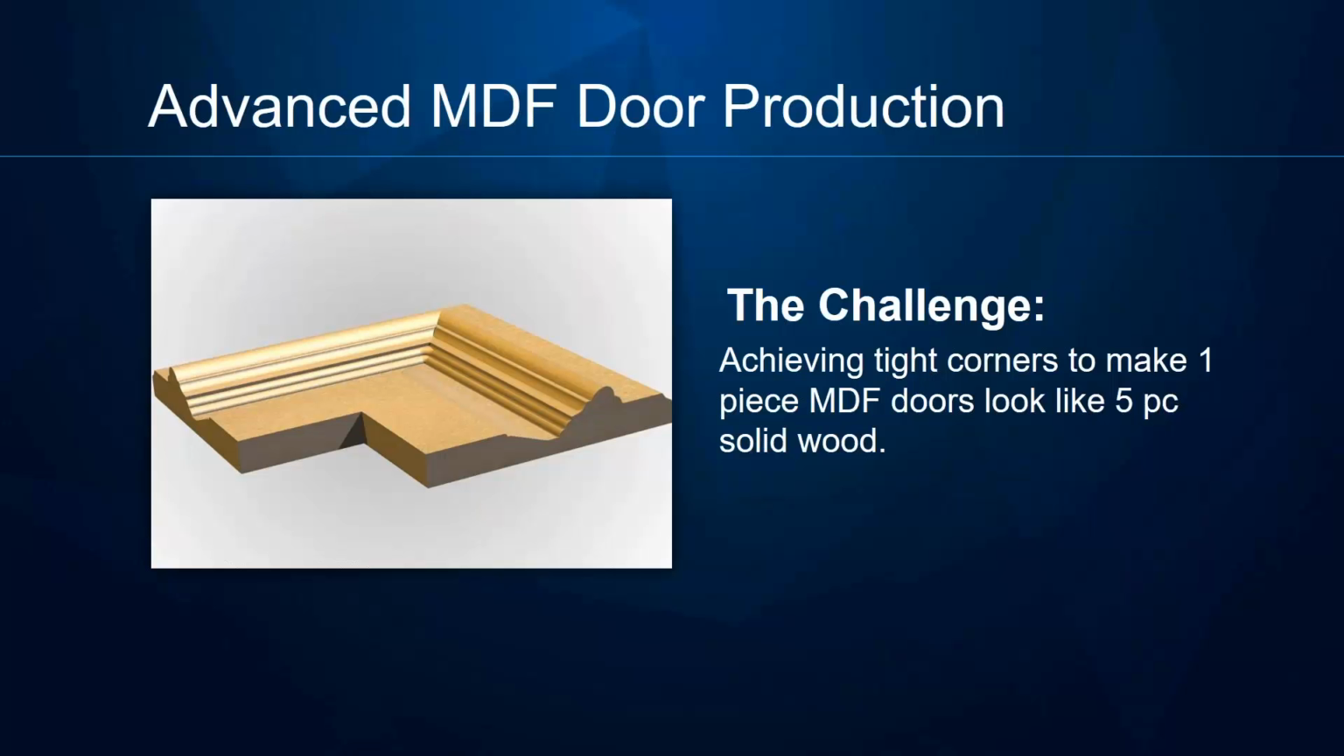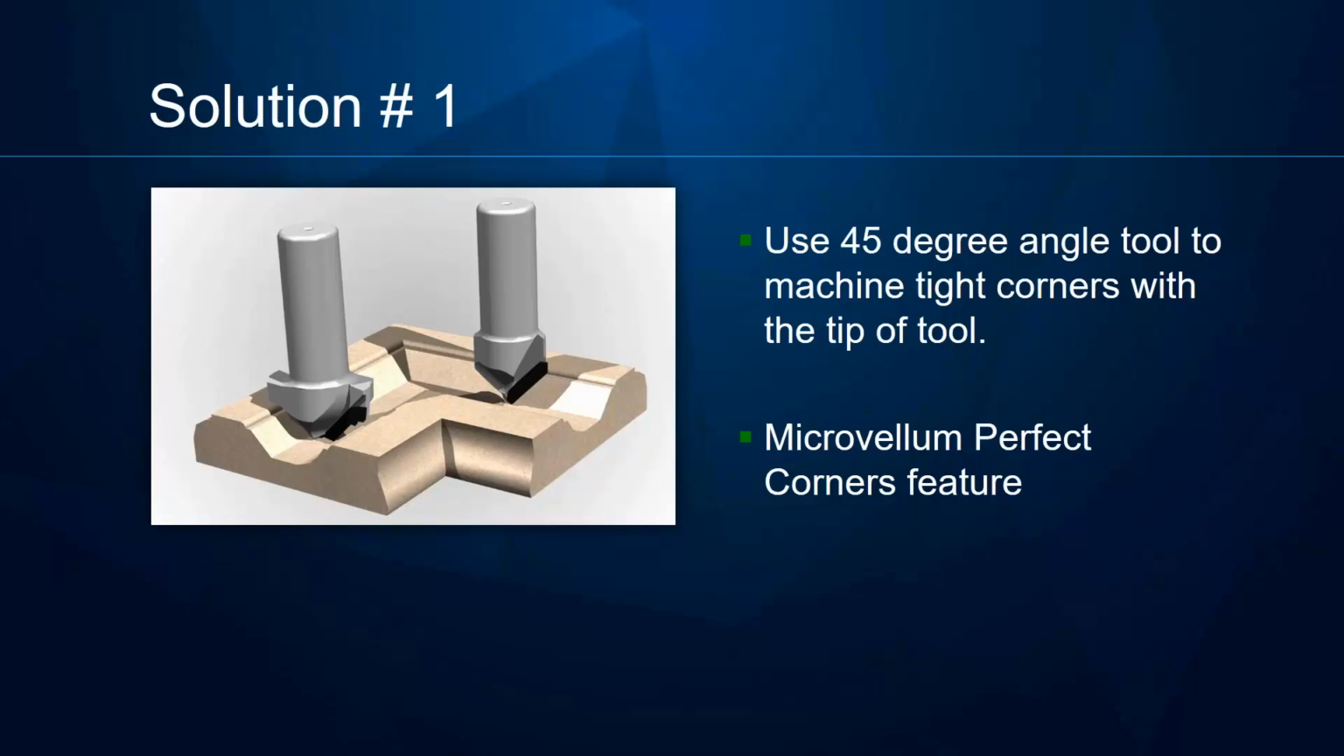Now for this challenge of achieving the tight corners, there's really two solutions within Microvellum. And the first one, solution number one, would be to use a 45-degree angle tool. And Microvellum has a perfect corner feature in the software that allows you to take that 45-degree tool out on a 45-degree angle and create a perfectly sharp corner for the door.